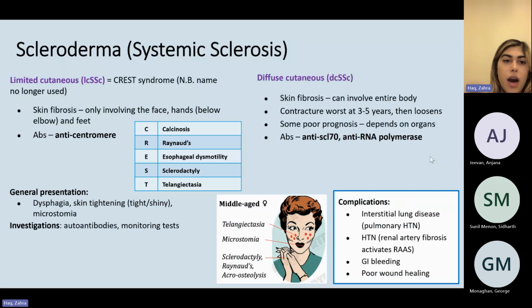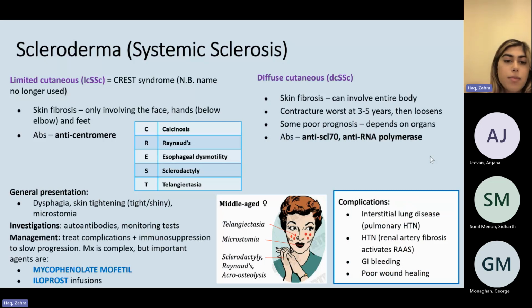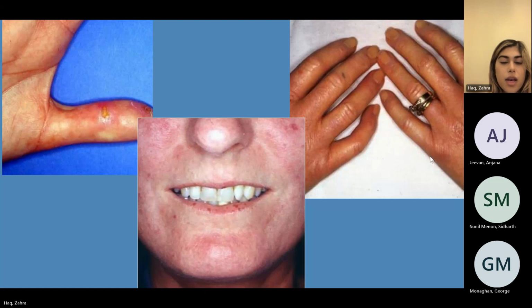To pick up scleroderma, we would do a serology to detect autoantibodies, and would also use monitoring of these as well. Management: we treat the complications, and normally suppress the immune system as it is a systemic problem, which will slow the progression. It's important to manage this early, most importantly with immune suppression such as mycophenolate mofetil and iloprost infusions. This is just examples of a typical presentation.